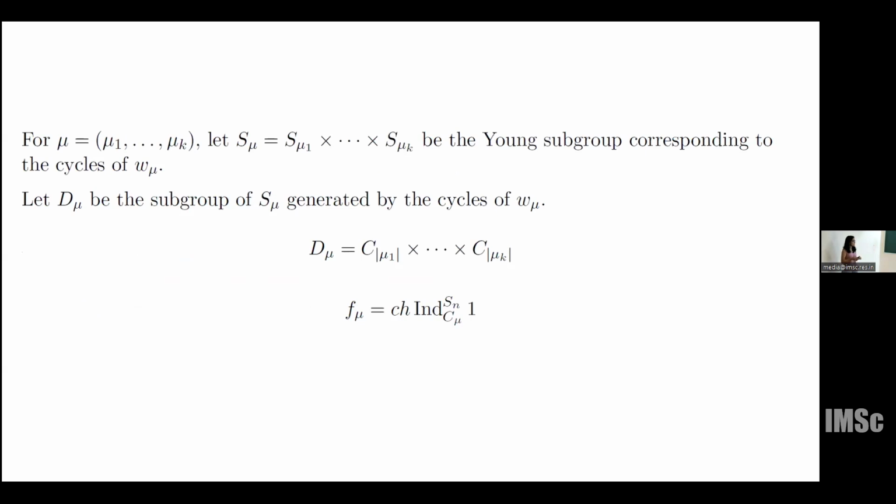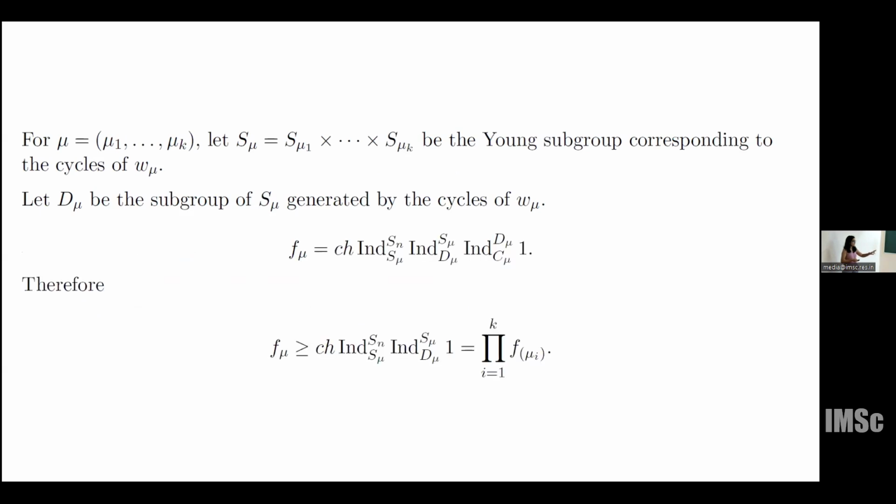Now, in general, if I have any partition mu, I denote S mu to be the Young subgroup corresponding to the cycles of W mu, and D mu to be the subgroup generated by the cycles of W mu. Just recall, F mu is the characteristic of the induction from C mu to Sn. And by the property of induction, I can rewrite F mu as the characteristic of the induction from C mu to D mu to S mu to Sn, using the associativity of induction.